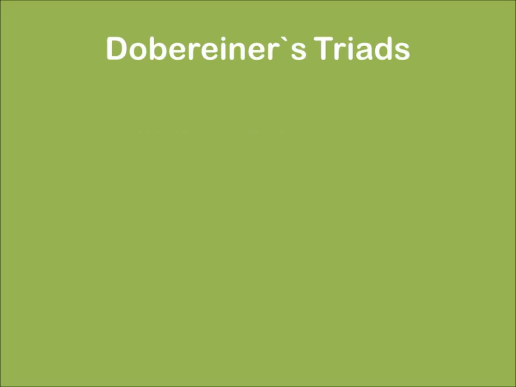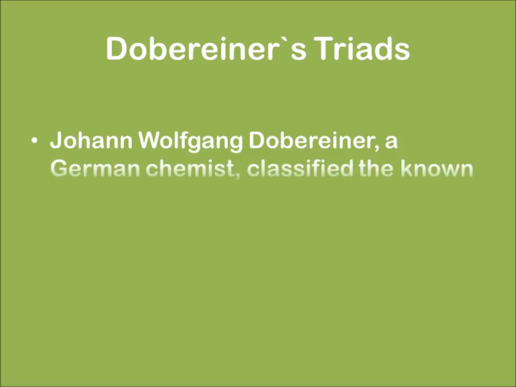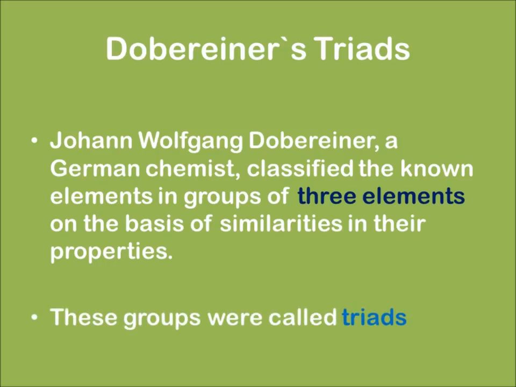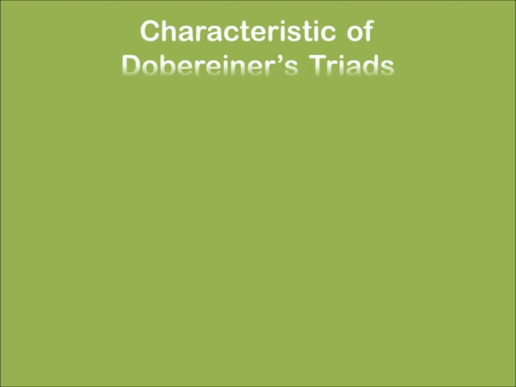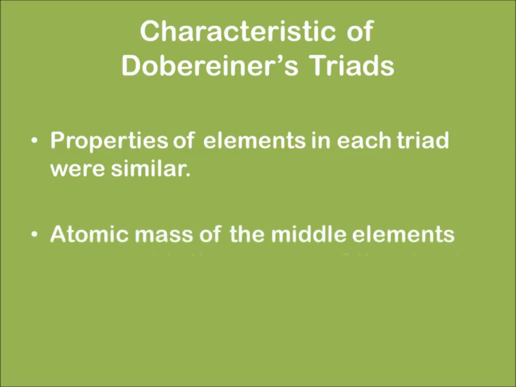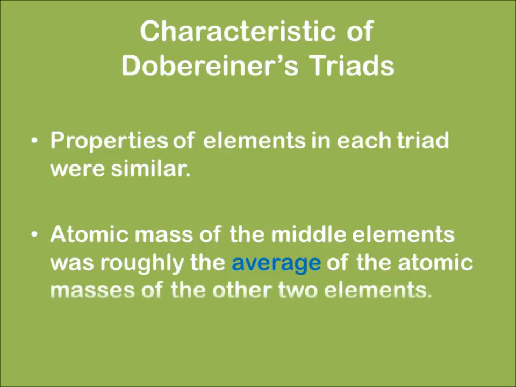Coming to Dobereiner's triads. Dobereiner was a German chemist, and what he did was classify the elements into groups of 3 elements on the basis of similarity of properties. These groups were called triads. Characteristics of Dobereiner's triads: the properties of the elements in each triad were similar. The atomic mass of the middle element was roughly the average of the atomic masses of the other 2 elements.